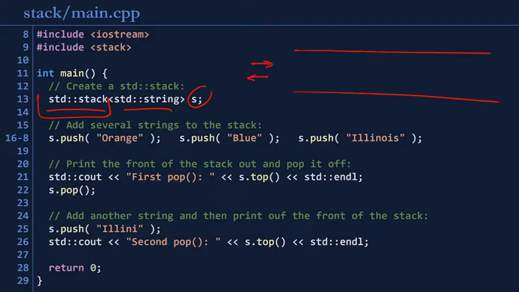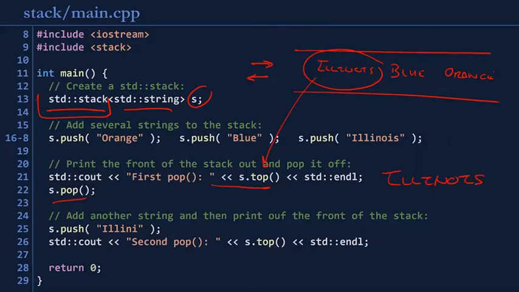I'm going to push orange onto the stack, then push blue, and finally push Illinois. I'm now going to pop off the element by looking at the top element and then popping off. So I'm going to take Illinois and output this out. So Illinois is the first thing that's popped off the stack. Since I popped it off, I can remove it altogether.